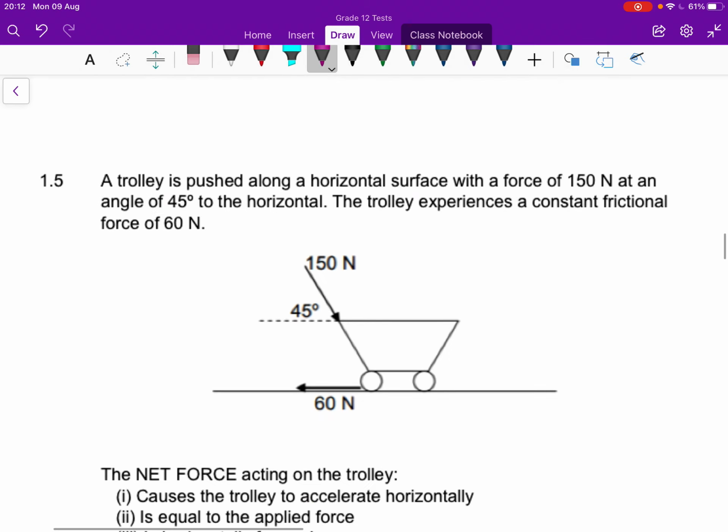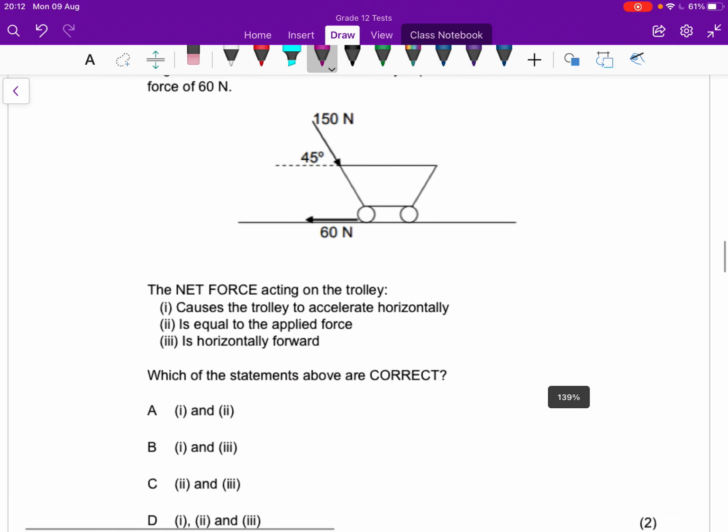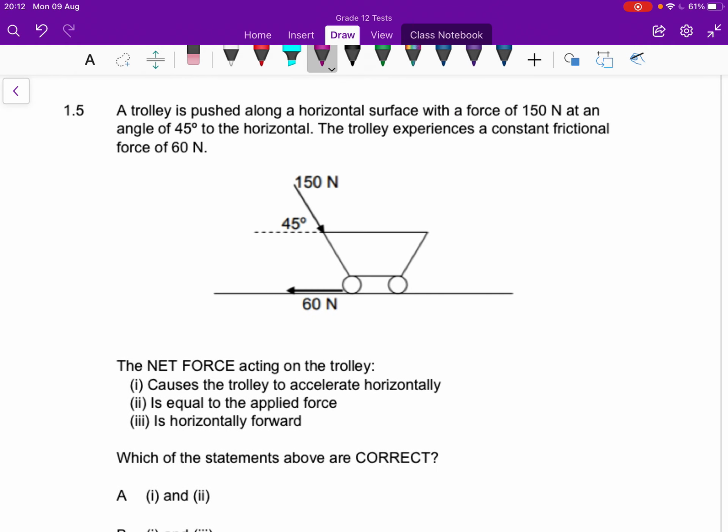Okay, number 5. There we go. A trolley is pushed along a horizontal surface with a force of 150 newtons at 45 degrees. The trolley experiences a constant frictional force of 60 newtons. So, the net force acting on the trolley causes the trolley to accelerate horizontally. Okay, so we've got to go, well, the force that's going to make it go this way is my horizontal force, which is F, and it's going to be going down like that.